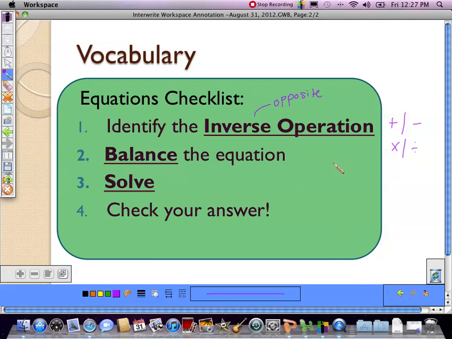Your second step is to balance the equation. This means we want to do the same thing to both sides of the equal sign. We need to keep both sides equal. Balance the equation. Third, you're going to solve. And finally, check your answer. So the most important thing that you remember for this topic is IBS. Inverse, balance, solve. And then if you're a really smart student, you'll always go back and check your answer.